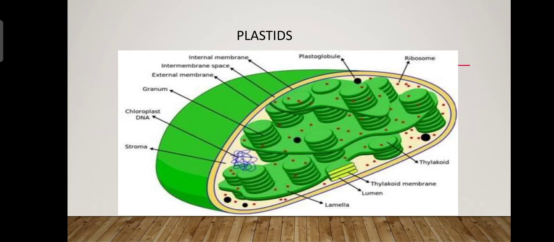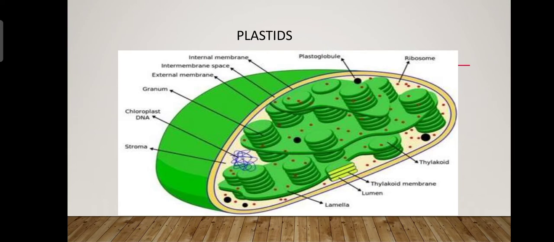Now come to the structure of plastids. You can see external membrane, internal membrane. The outer membrane is known as external membrane. Then the inner membrane is known as internal membrane, and the space between external membrane and internal membrane is intermembrane space.